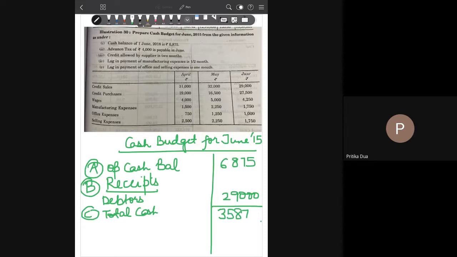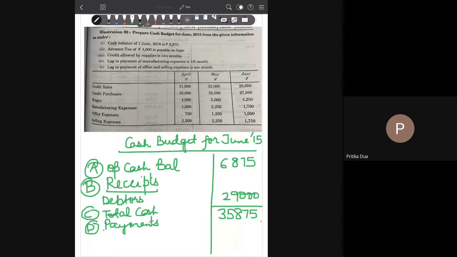If nothing is given, then we assume that the debtors have made payment for the credit sales in the same month. So my collection from debtors will be equivalent to the credit sales for the month of June, which is rupees 29,000. Now after this, I note down what are the payments that are being made.